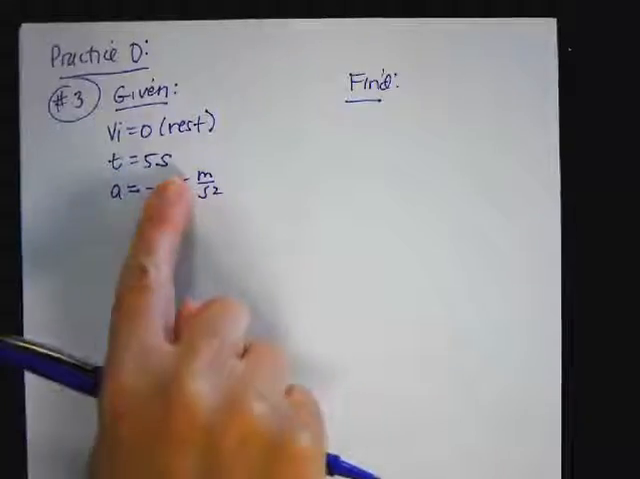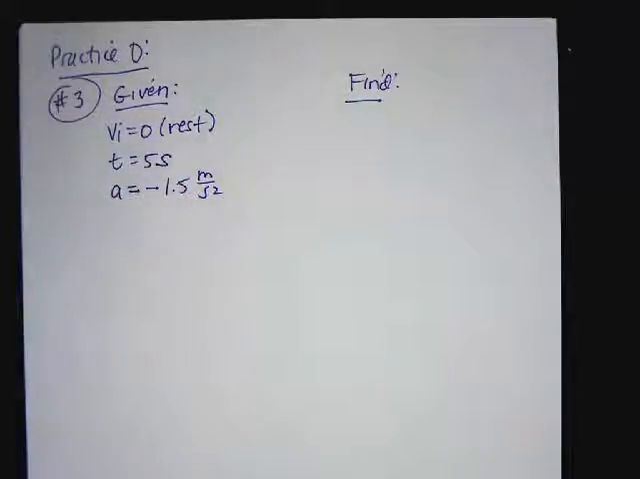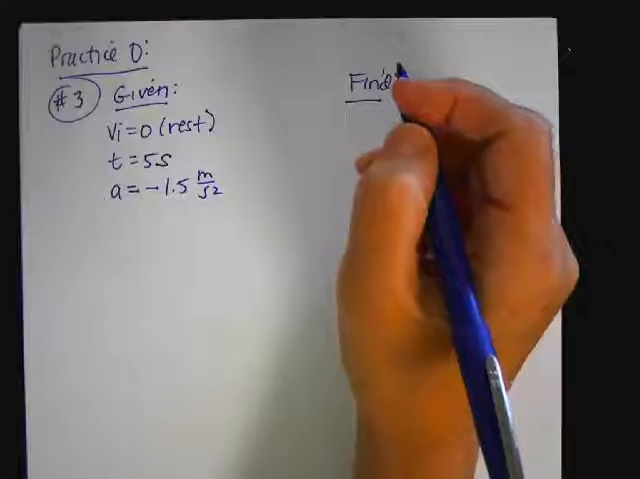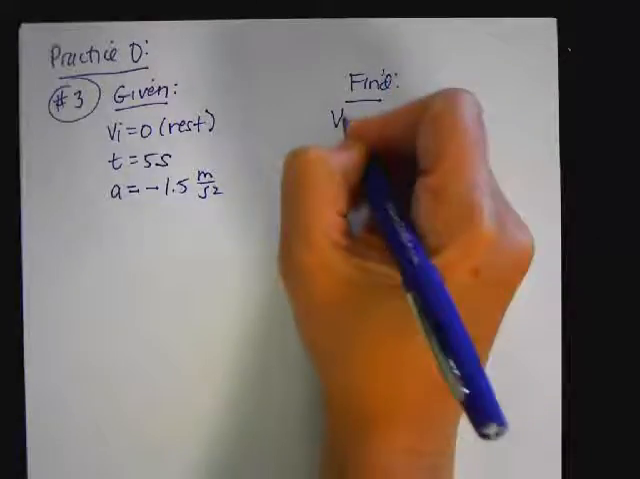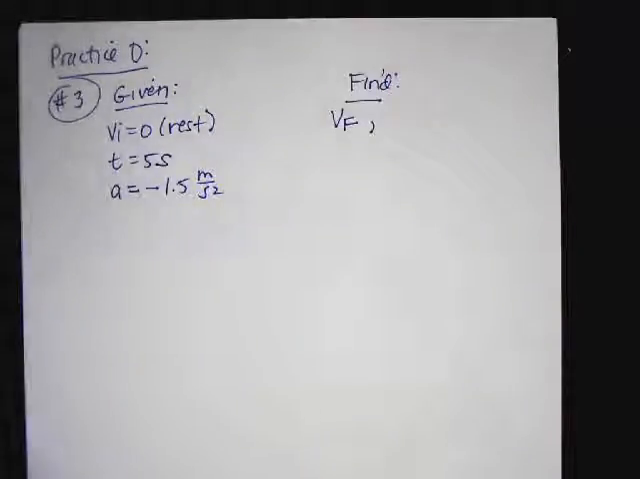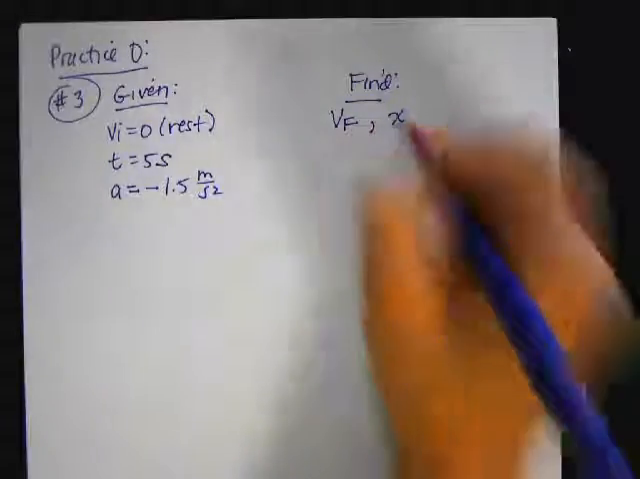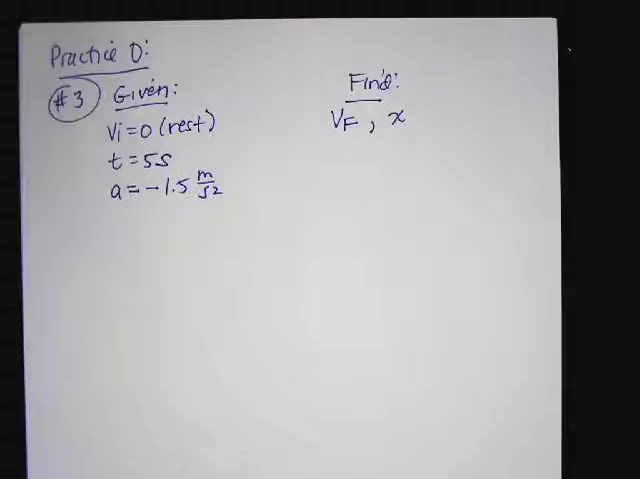Now it asks me 2 things. It says, what is the final velocity of the car, VF? And it says, how far does the car travel in this time interval? So I want to find how far it went, x. Let's start with the first part.